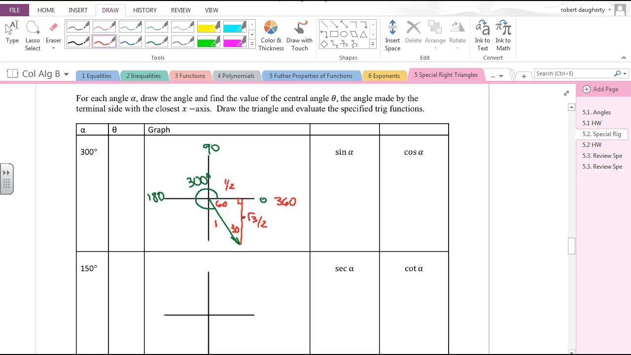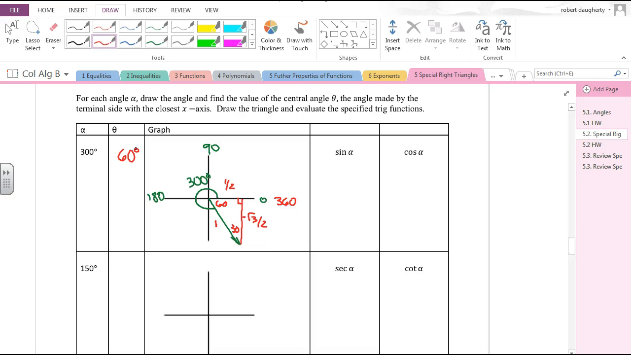So now, the angle theta, which is this reference angle, that's 60 degrees. That's the angle that it makes with the closest x-axis. So what happens is, the sine of 300 is the same as the sine of 60, but I have to adjust it for where it is. It's in the fourth quadrant.